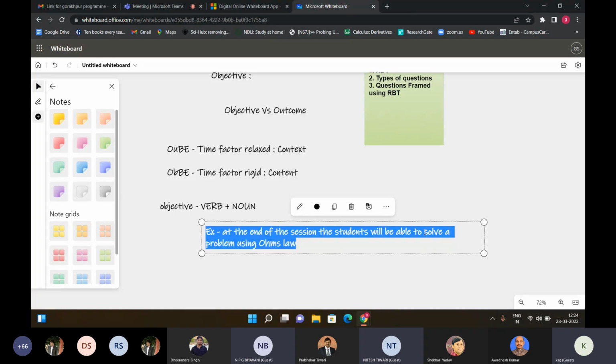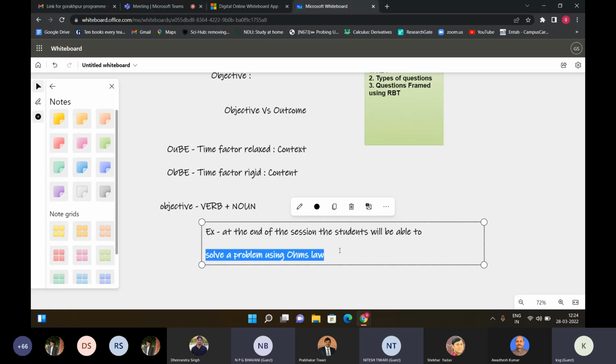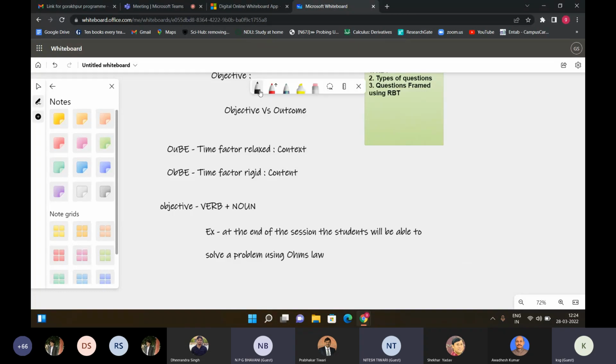This is a common statement in any objective. The crux, the core objective, is solve a problem using Ohm's law. When you look at this entire objective, this is the main objective here. Let me highlight this objective. This is my objective.